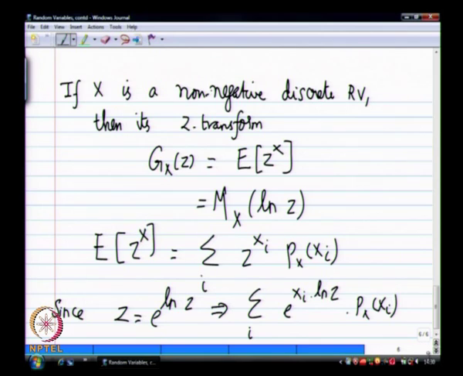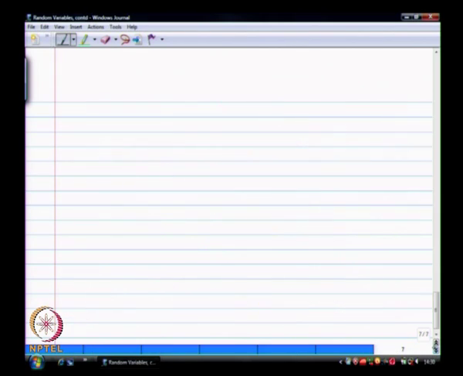Okay, so this now looks familiar, right? This is e to the theta times x_i, and this is your theta basically. So therefore this is nothing but M_X of theta, where theta becomes ln z. So again, a lot of this is still definitions, it's kind of boring at 2 o'clock in the afternoon, but just bear with it.